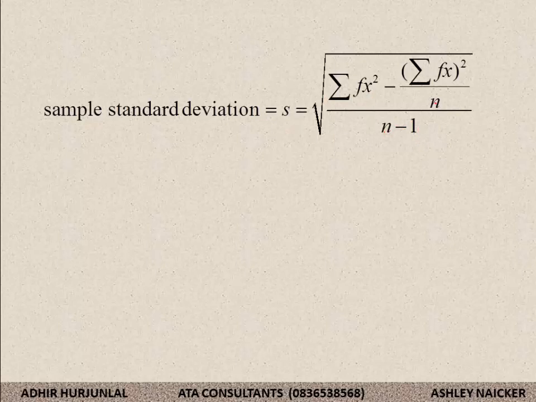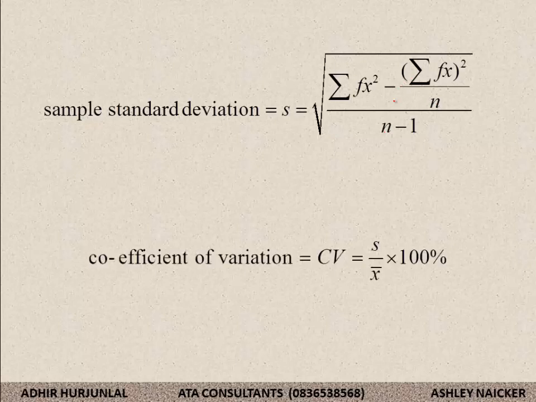n is the sample size. This is the sum of fx squared, which means the sum of fx squared. This here is the sum of fx, all squared. Now these two values, even though they look like the same things, they are not the same things. I'll explain again as I go to the example.